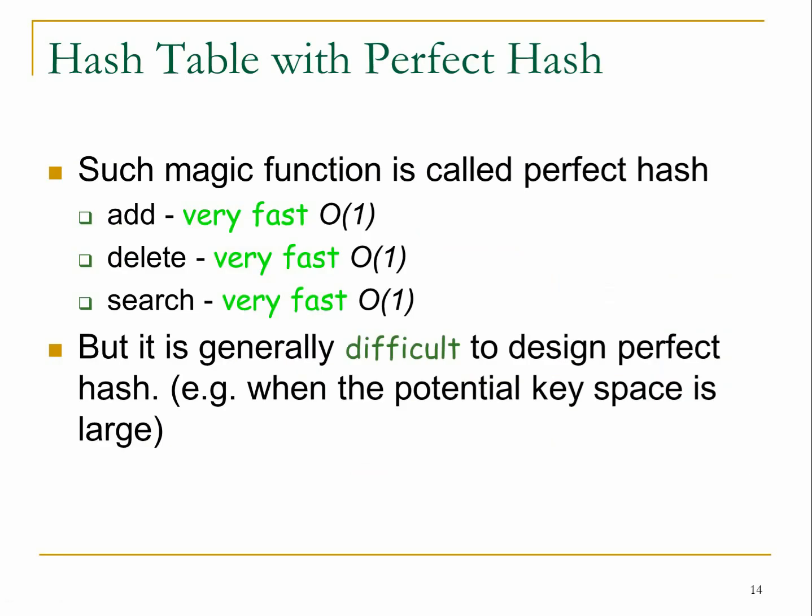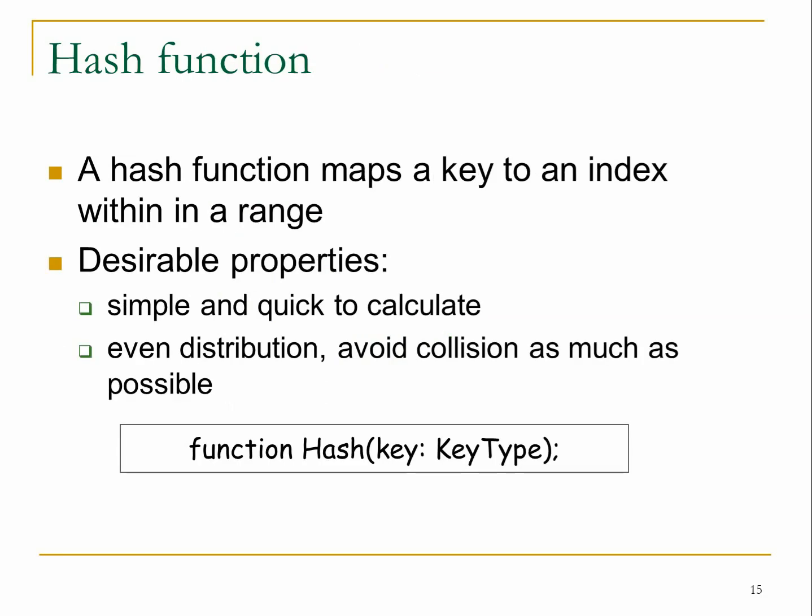However, by doing so, it still has all the good properties. We can add elements quickly, delete elements quickly, and search elements quickly, but it is of course very difficult to create a perfect hash function that maps all the keys into different spaces. That's the key thing we want to discuss, because if we can create such a nice hash function, then we can save space and at the same time get the best performance out of it. So what is this magical hash function?